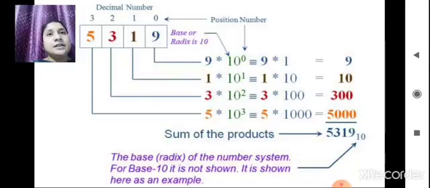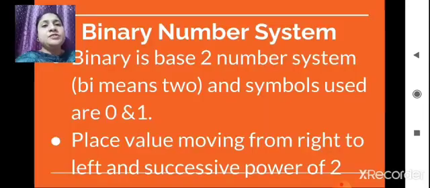Getting how it will work? Yes, in the decimal number system we are going to use base 10. Okay, getting the decimal number system? Yes. The next positional number system is the binary number system. Binary is a base 2 number system. We saw decimal is a base 10 number system, and now binary is a base 2 number system.